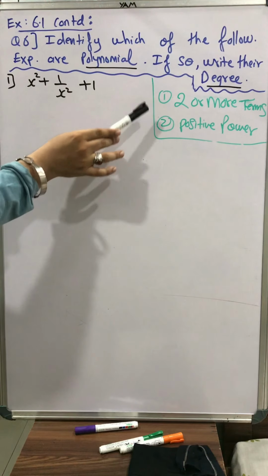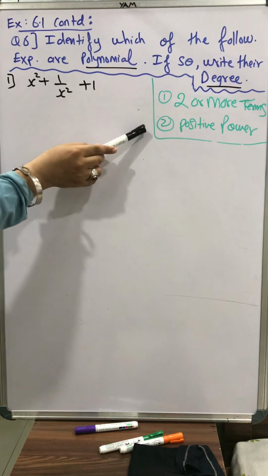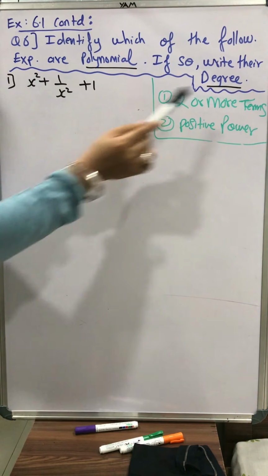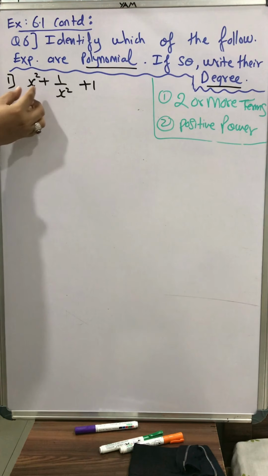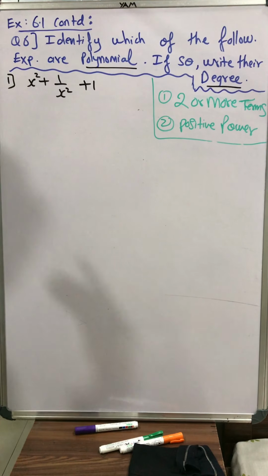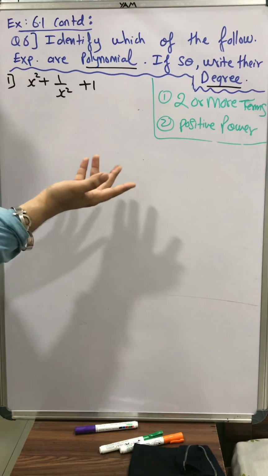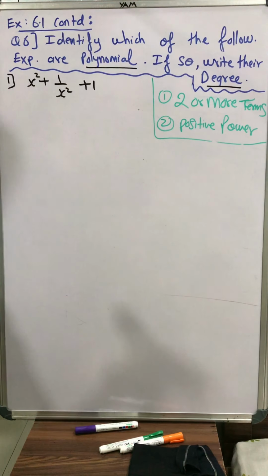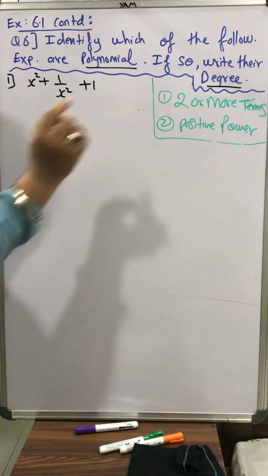Here, in green color on the right hand side, I have written the two conditions. The first condition is that there should be two or more terms. Do we have two or more terms? Yes, this is my first term, this is my second term, this is my third term. Can I say I have more than two terms? It should be minimum two terms, so definitely this first condition is satisfied. Great. Now let's move on to the second condition.